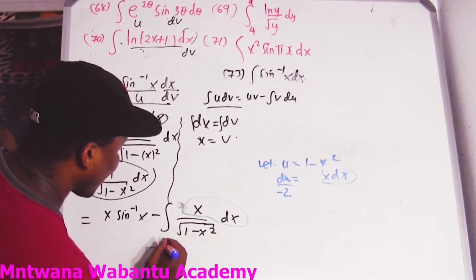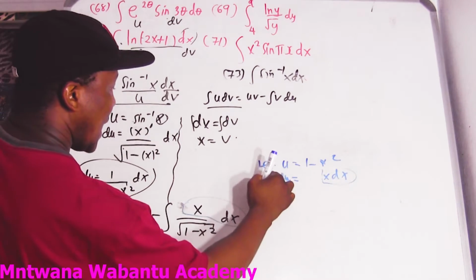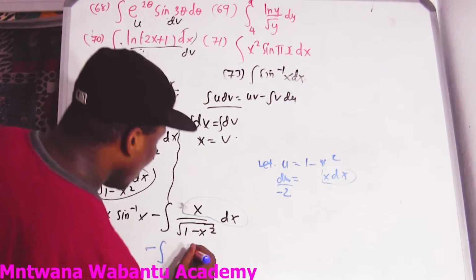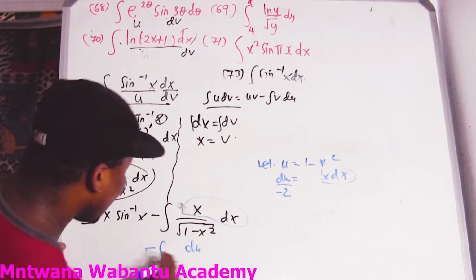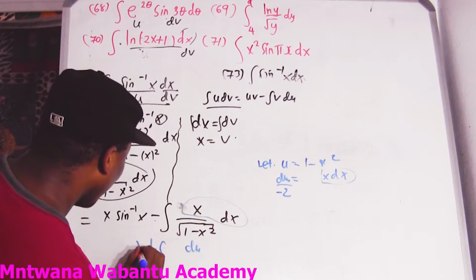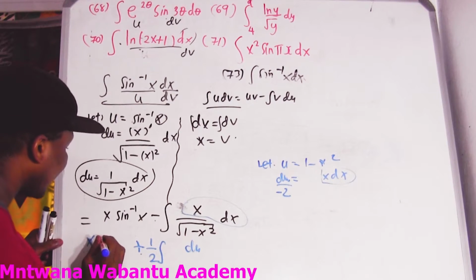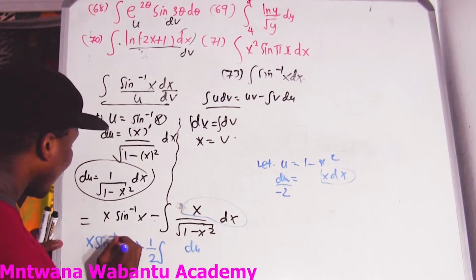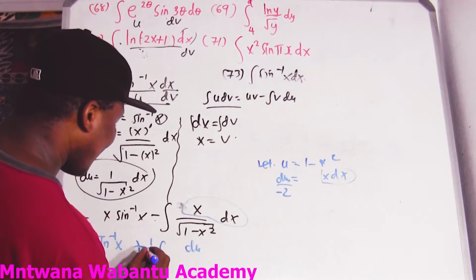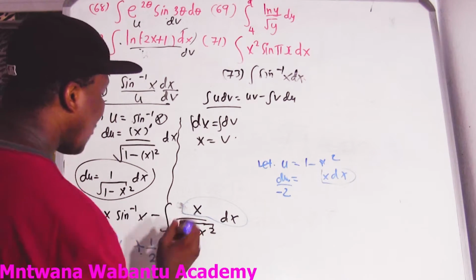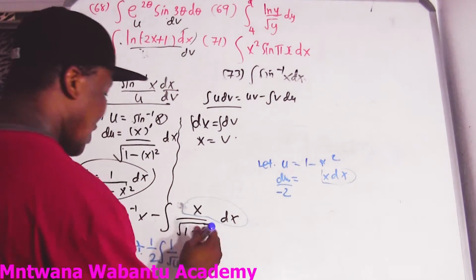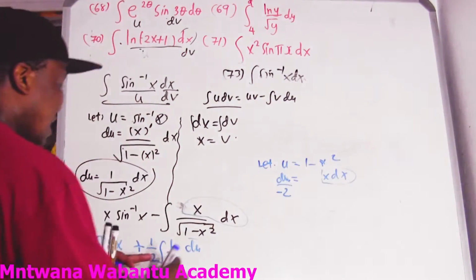So this is going to become minus the integral of, for x dx, du over negative 2, so a 1 over negative 2. But negative and negative is going to be plus. Here you have x sine inverse x plus half du, because the negative 2 comes out and makes it positive. Now 1 over the square root of u, because the denominator is the square root of u. Now we can integrate this.